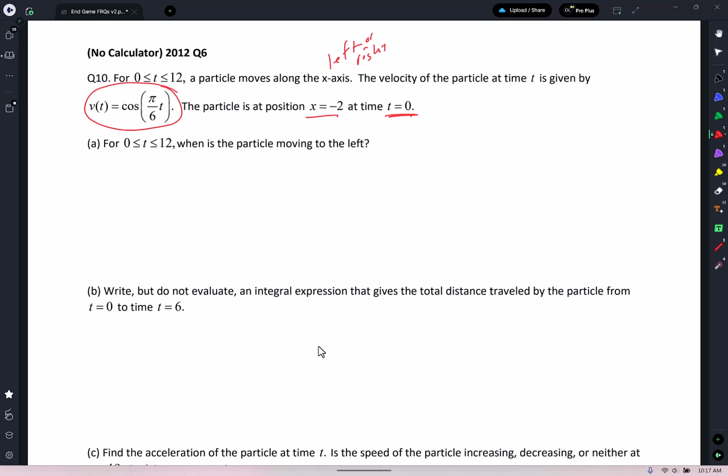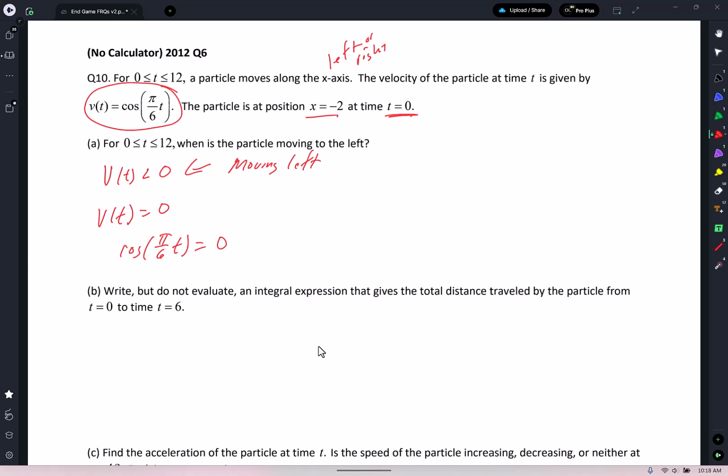Ooh, I love it. They're going to force you to know a little bit of pre-cal, but not extreme pre-cal. All right. Find where velocity is negative. That's when you're moving left. This is for notes. I wouldn't necessarily write it like this on the AP exam. So let's see. V of t, let's find where this is 0. Cosine of pi over 6 t equals 0. It's not extreme pre-cal, guys. Just a little bit of pre-cal.